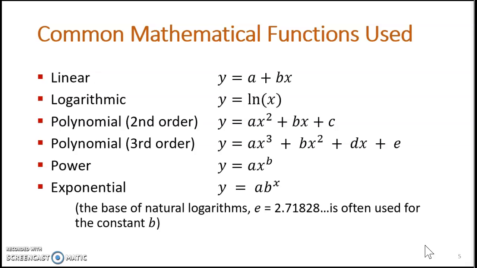Exponential functions have the property that y rises or falls at a constantly increasing rate. For example, perceived brightness of a light bulb grows at a decreasing rate as the wattage increases. When we are using exponential, the base of the natural log is often used for the constant b.